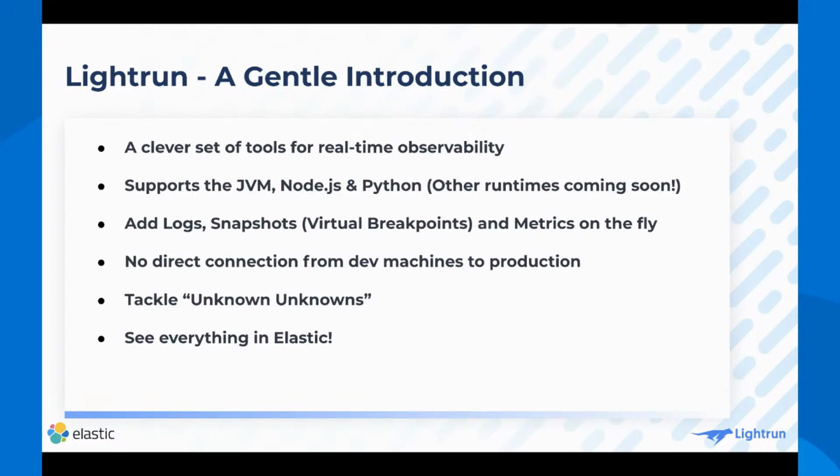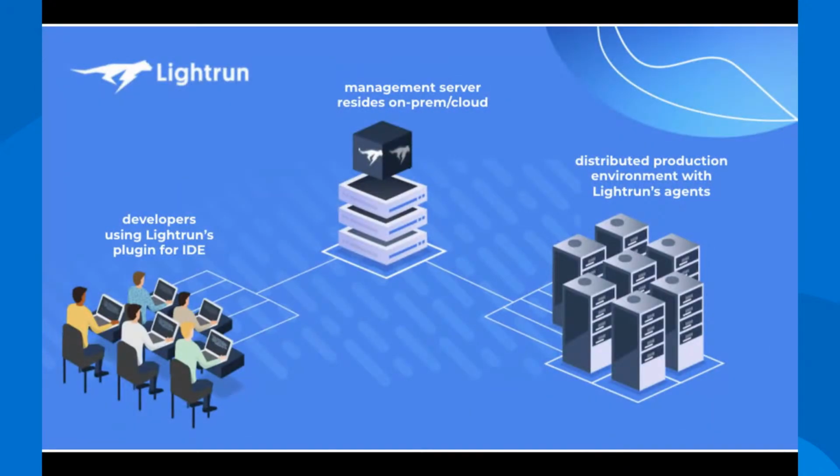recompilation, redeployment, go through the entire CI/CD pipeline just to add another log. And using this Elastic integration we're going to see in a moment, you can also consume them right next to the application logs, which allows for a constant, nice, real-time stream of everything that's happening in the system. One extra benefit of Lightrun is that we do not require any direct connection from a dev machine to a production machine. We have a different mechanism. I'll show a diagram in a moment that explains exactly what this is. It allows you, as I mentioned, to tackle unknown unknowns, and you can see everything in Elastic, which is nice and awesome. So the actual system, Lightrun, this is a very simple schematic of how it looks.